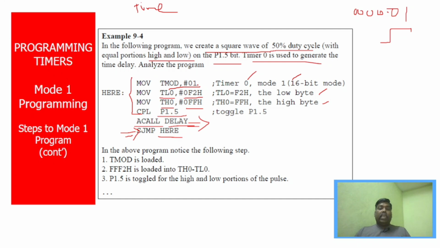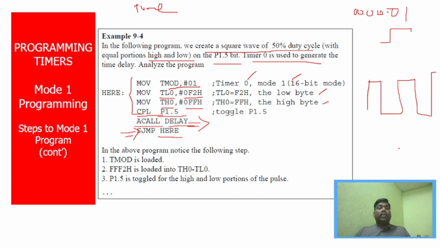Now once again the TMOD register is already loaded. All this operation is loaded. You can see here CPL. What will CPL do? It will complement. We have already created a positive cycle, and now CPL again will take it to the lower state, and in the lower state it will generate a square pulse. Like that, the operation will repeat.